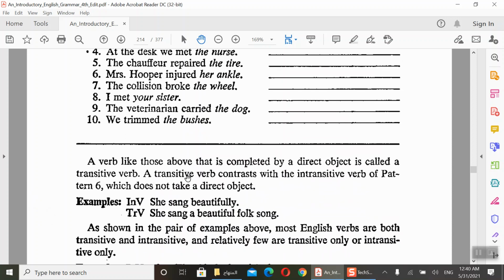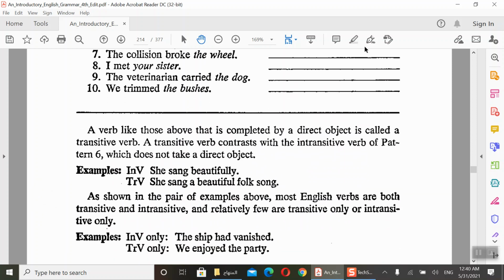A verb like those above that is completed by a direct object is called a transitive verb, as I told you. Here we have the contrast between transitive and intransitive. Remember, we talked about this in the previous lecture. Intransitive does not take a direct object. Transitive takes one. So this is the difference.